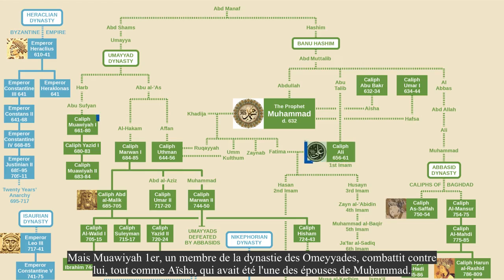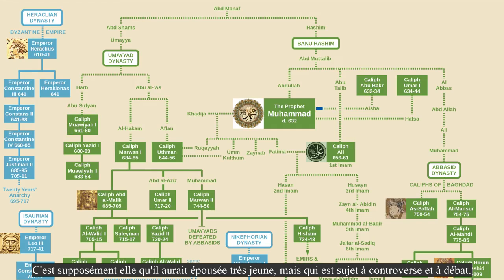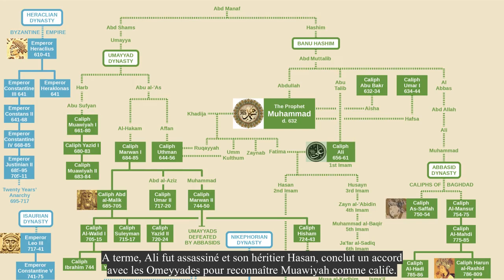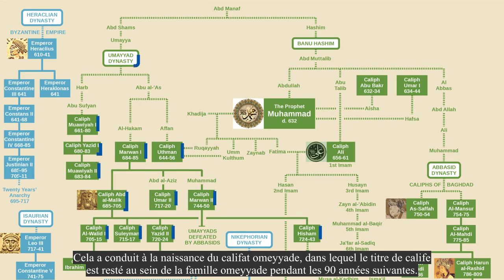But Muawiyah I, a member of the Umayyad dynasty, fought against him, along with Aisha, who had been one of Muhammad's wives. She was the one he supposedly married at a very young age, something that has been a source of controversy and debate. Ali eventually was assassinated, and his heir, Hassan, reached a deal with the Umayyads to recognize Muawiyah as Caliph. This led to the birth of the Umayyad Caliphate, in which the title of Caliph stayed within the Umayyad family for the next 90 years.